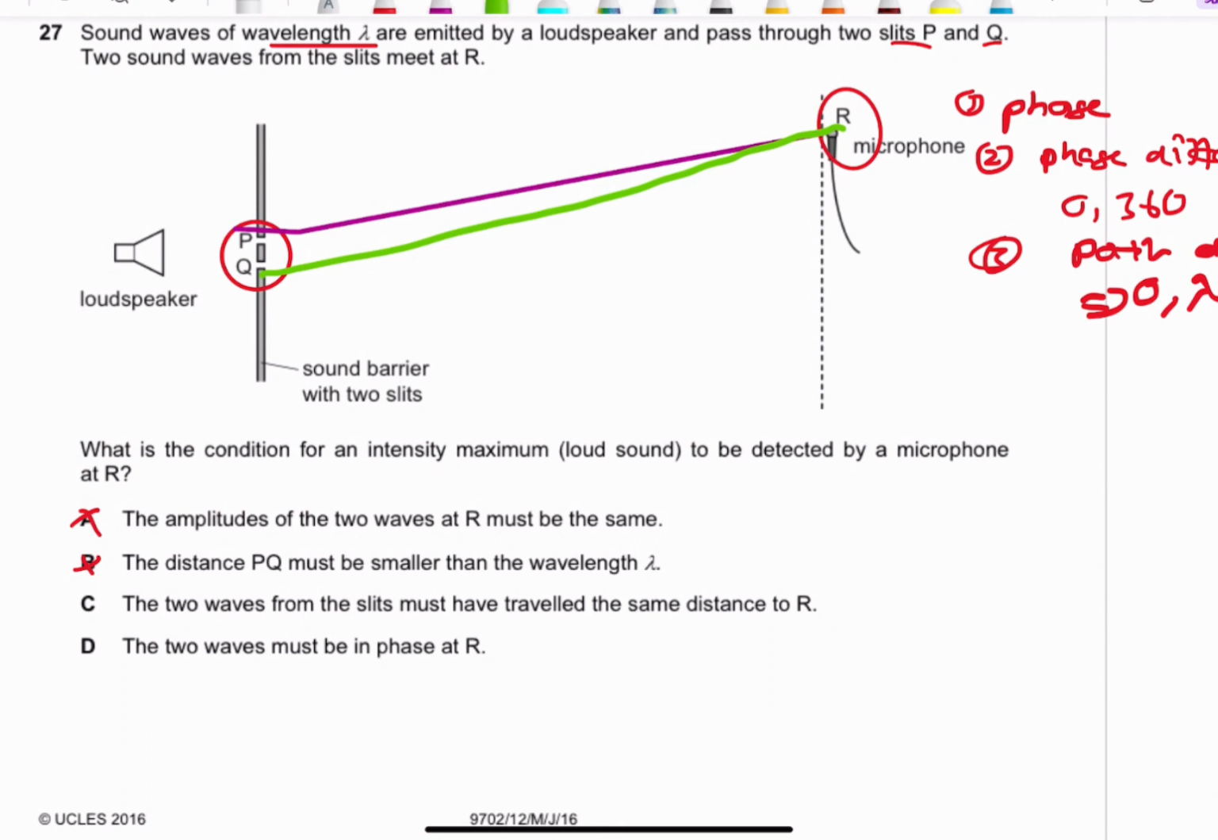The two waves must travel the same distance to R. They will never travel the same distance. That's why we even talk of path difference, showing that their paths are actually different, right? So the distance will never be the same, because this point R is closer to P. This is actually shorter, right? And this is actually longer, right?